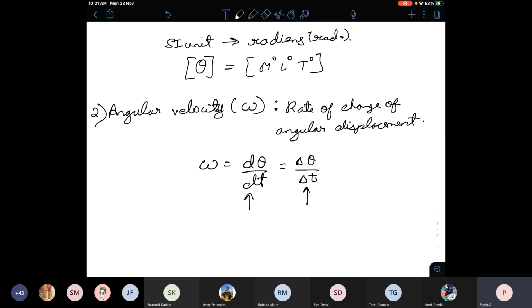This is for instantaneous, and this is for average. So this is how you define angular velocity. Simple, you know this.